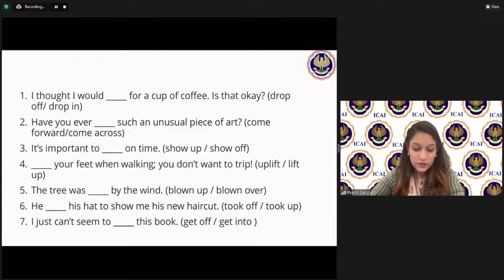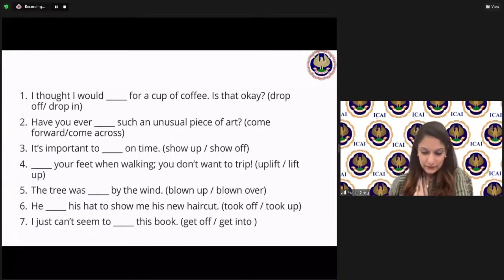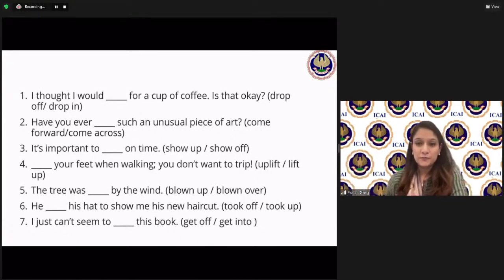Dash your feet when walking. You don't want to trip. So uplift or lift up. It's lift up. You were actually telling somebody to lift up, not uplift. Uplift is to basically upgrade someone from some position. Help somebody to rise up from a particular position.